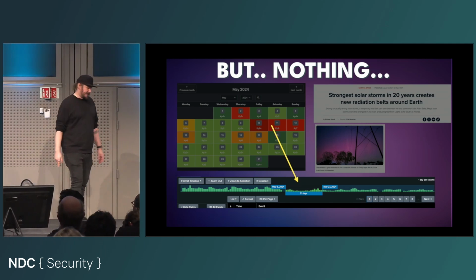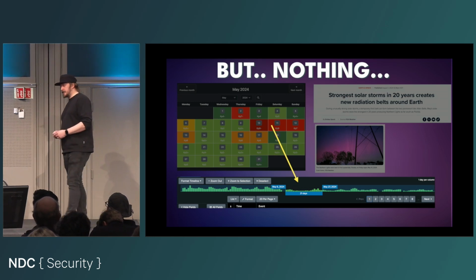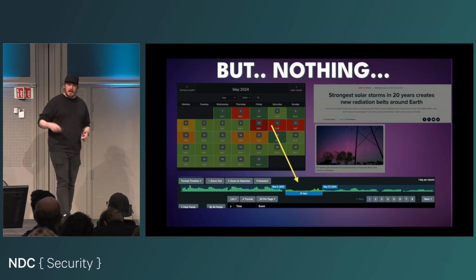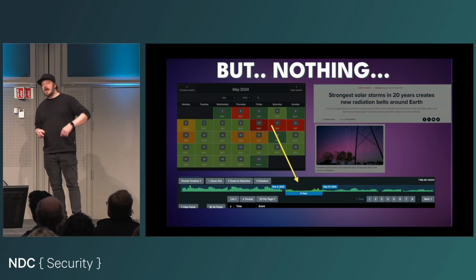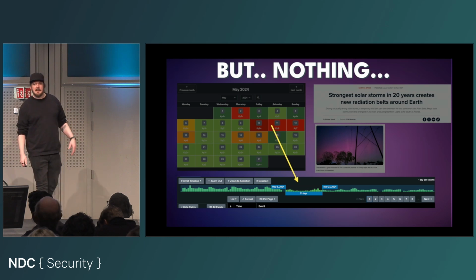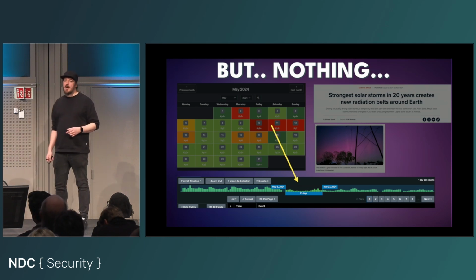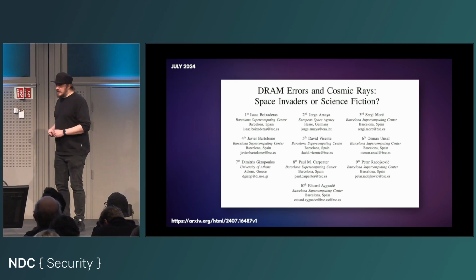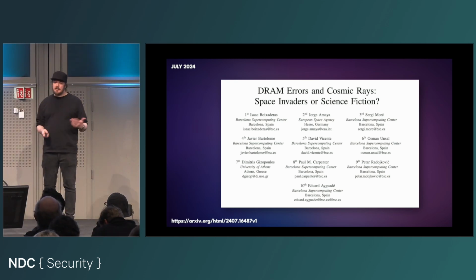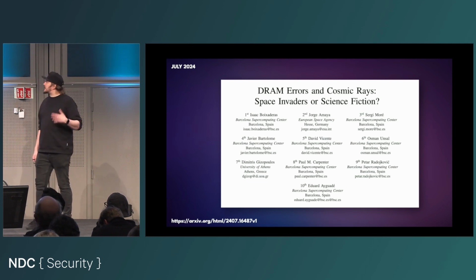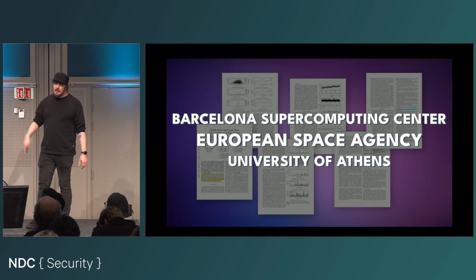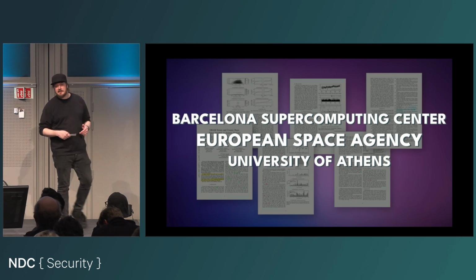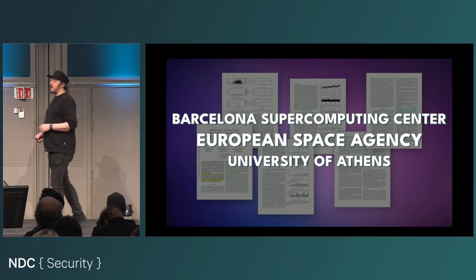Well, apparently not. So we were flying to Las Vegas in August, giving this talk at Black Hat, and on our way there, we were still baffled about this thing, looking things up, and stumbled upon new research, a white paper that was released just a couple of weeks prior to our trip. At this stage, we're bummed out. We're sad puppies. We thought we did something wrong. But no. This paper is looking at the correlation between DRAM errors and cosmic rays, and it's not just a couple of random people. It is researchers from Barcelona Supercomputing Center, European Space Agency, and University of Athens. Smart people with a lot of data.